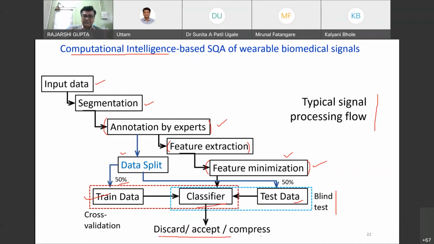As far as the signal quality assessment is concerned, the classifier will tell us whether to discard the signal, accept the signal, or compress the signal for further use. So this is the typical signal flow of a CI based signal quality assessment of wearable biomedical signals.